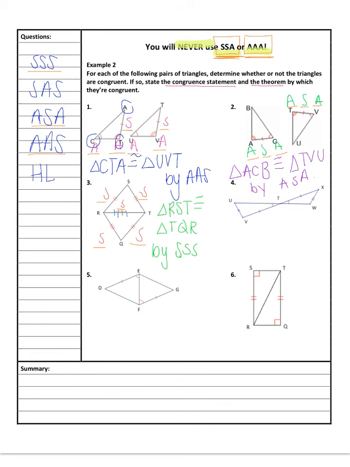All right, take a second for number 4 for me. Mark up the picture with your letters, your A's or your S's, and then take a thought about whether or not these 2 triangles would be congruent. So I'm going to go ahead and pause the video so I can add my marks in. I want you to do the same thing and then press play when you're ready to see how you did.